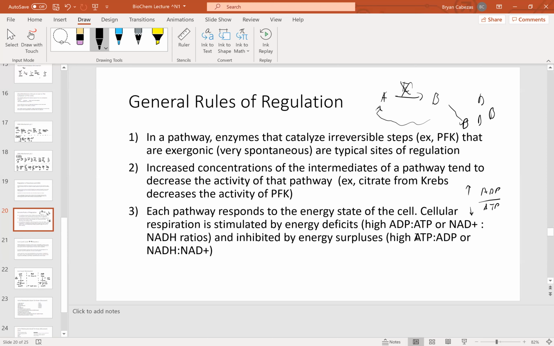But if we have a lot of ATP and not a lot of ADP, or if we have a lot of NADH and not a lot of NAD plus, then what's going to happen is it's like, okay, this energy is good to go. It has everything it needs, so let's not be wasteful. And it's going to prefer anabolic reactions, right? Anabolic reactions kind of like gluconeogenesis or glycogen synthesis to store the glucose, or even fatty acid oxidation, which is something we're going to get into later on.